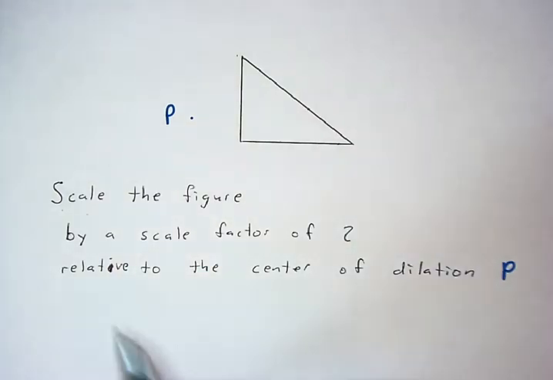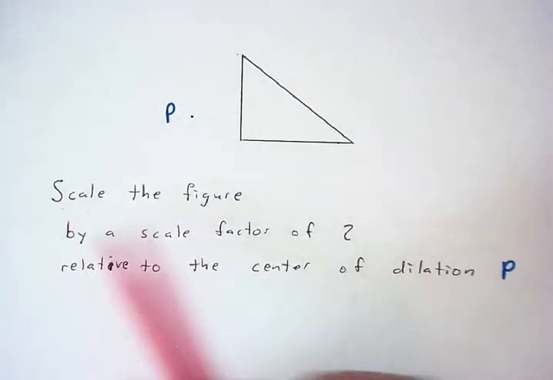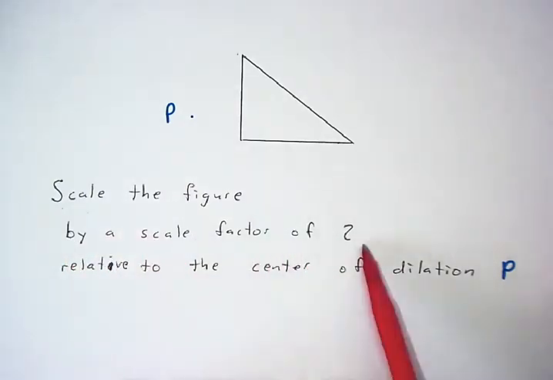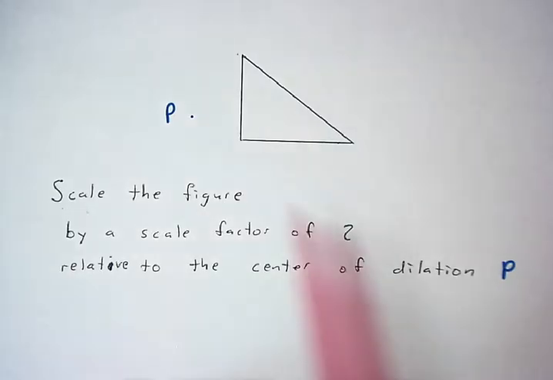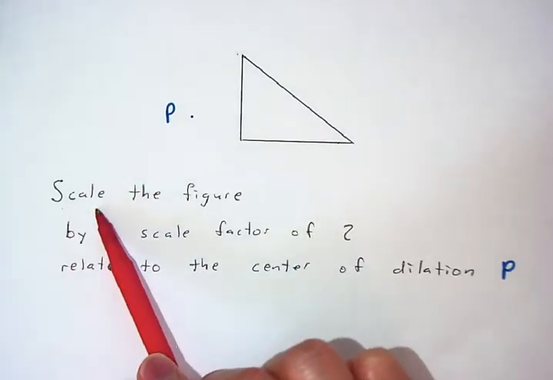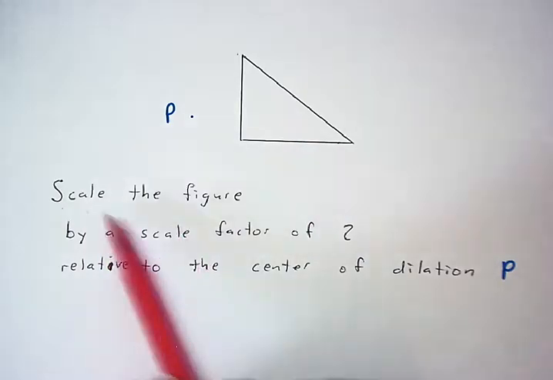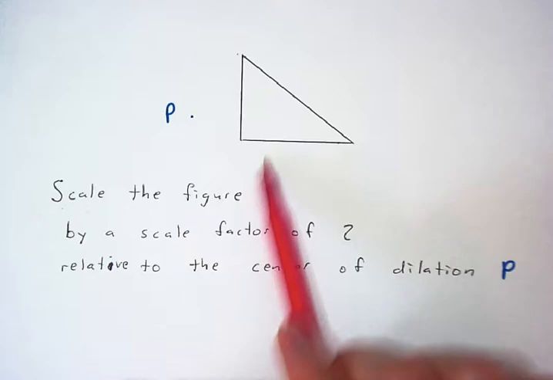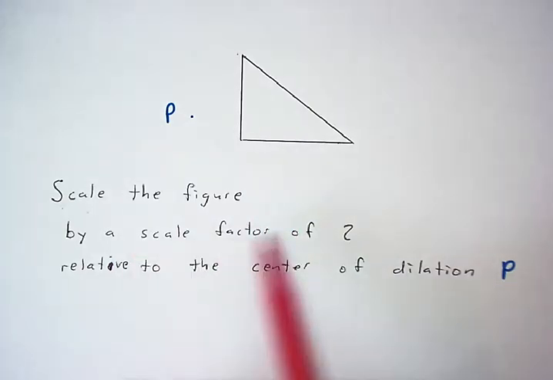Today we're going to be talking about scaling a figure relative to a center of dilation, or compared to a center of dilation. Okay, so let me read this first. Scale the figure by a scale factor of 2 relative to the center of dilation. So here, this word scale is a verb that means to make bigger or smaller. And so we're going to be scaling the figure. Figure means the picture, by a scale factor of 2.